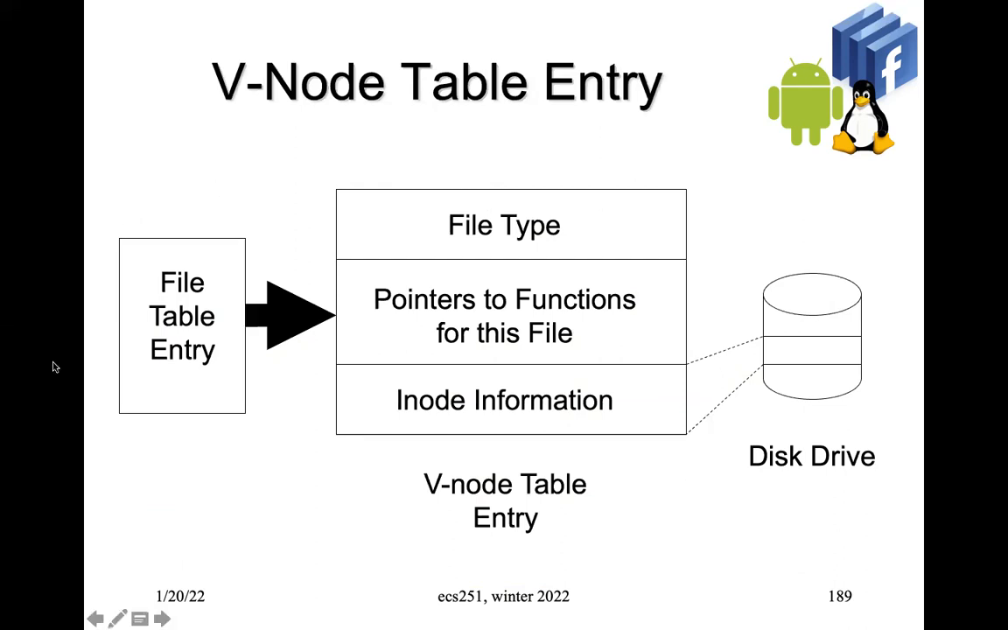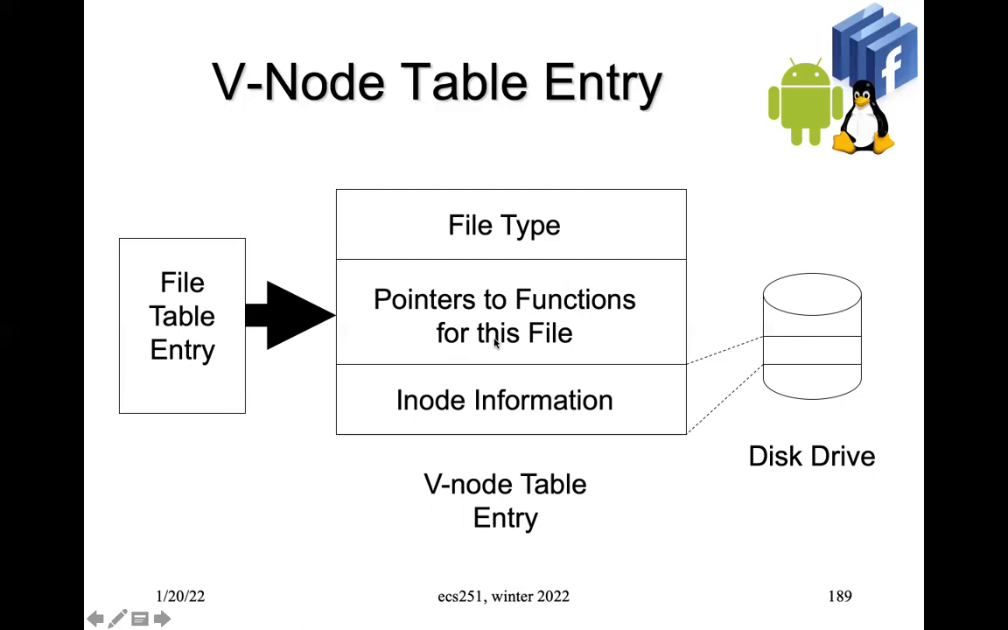Okay, now this is the figure I was looking for. This figure helps you understand all the way from the top application, from the file table. Then you have a vnode. The vnode has all the information about that file. And one thing I want to tell you is that there is an area in the vnode that is a pointer to functions for this file.